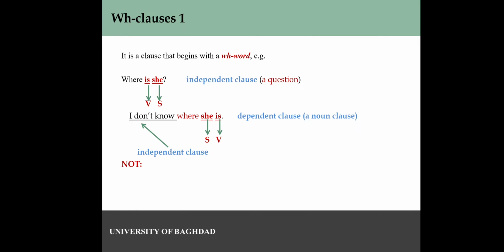However, you need to pay attention that we cannot have such a sentence: I don't know where is she. So this sentence is incorrect. Why? Because we have the verb before the subject as in a question. So we cannot use such a sentence in this case. So try to pay attention to such incorrect clauses.